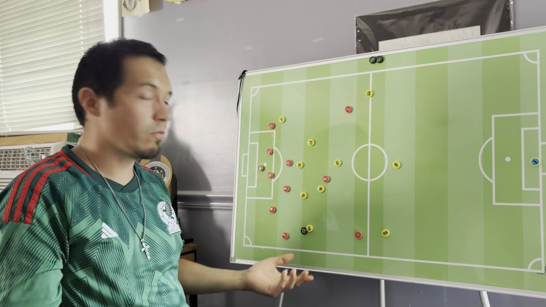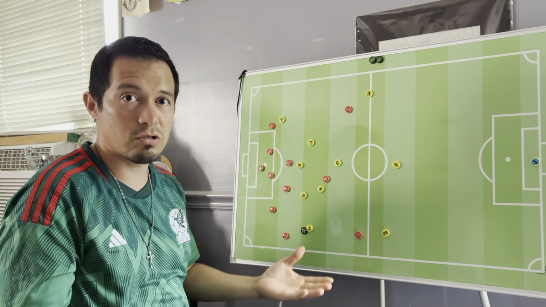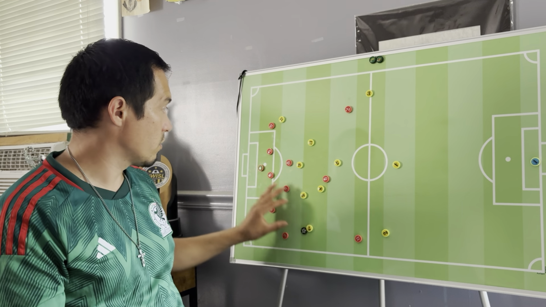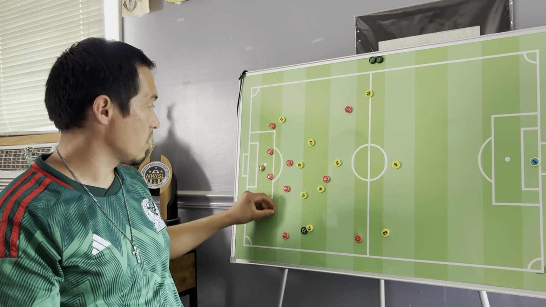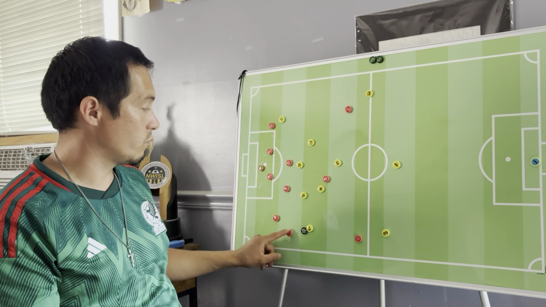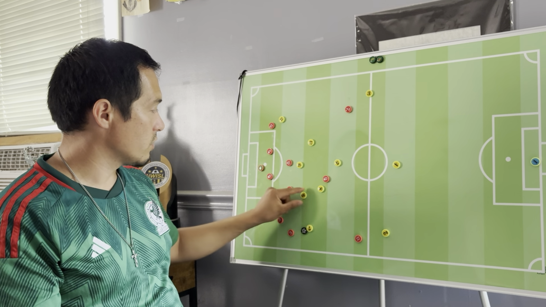Again, it all depends on what your coach wants from you, or as a coach, it depends on what you want out of your team. But this is what I do. I let my wingers out here, make my number 6 come inside, so that way my right center back is the one that supports the fullback, and this guy's looking for the run of the 10.